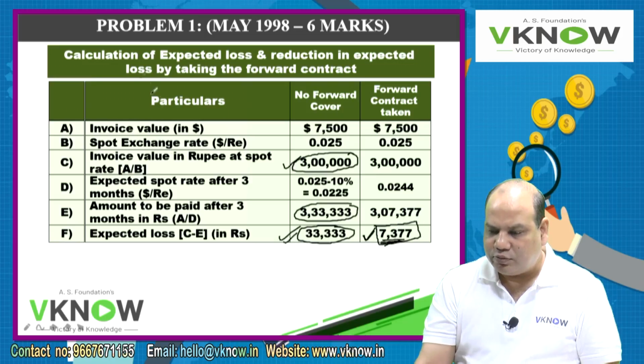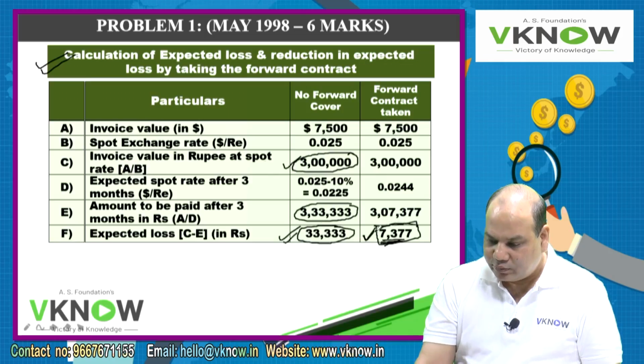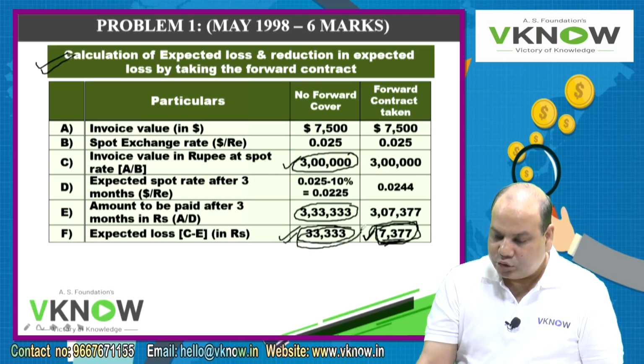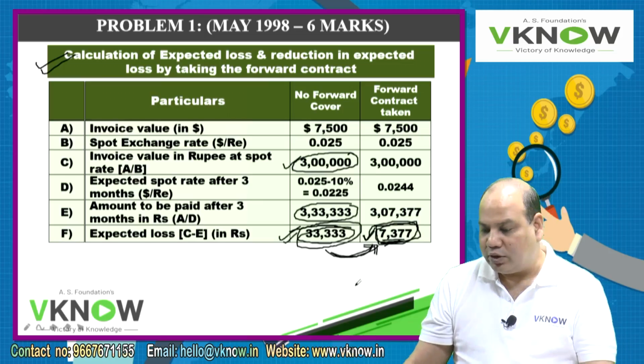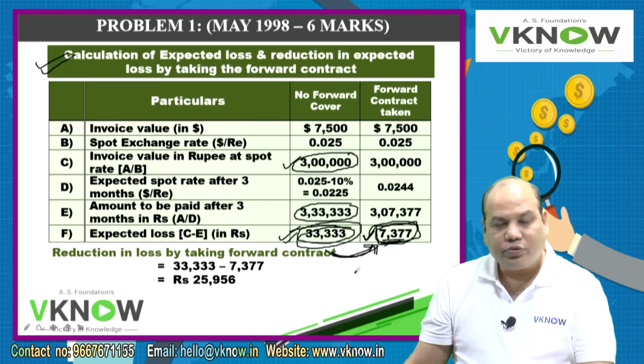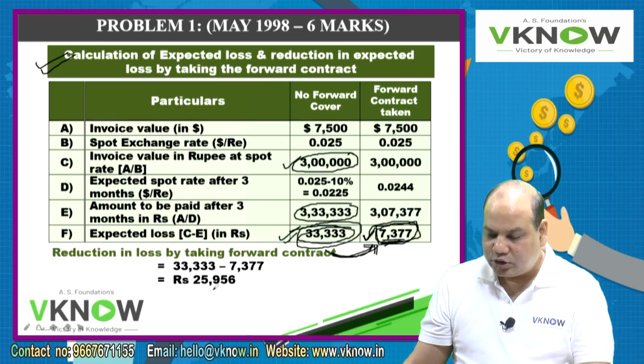So your first question was what is the expected loss, and the reduction in expected loss by taking the forward cover. By taking forward cover, loss is 7377. Without forward cover, the loss is 33,333. So the decision to take forward cover is right here, as your loss will reduce by this much amount.